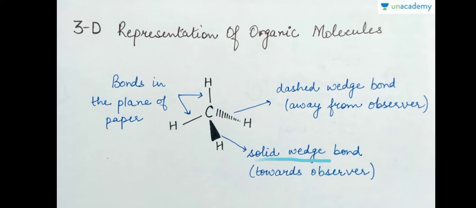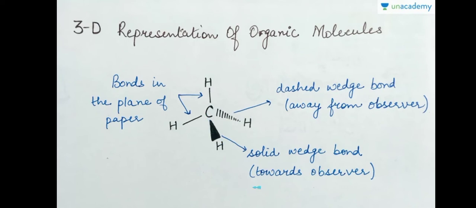So these single line bonds are the simple bonds, and these mean that the atoms are just present in the plane of the paper. Now if I've drawn this dashed wedge bond, this means that the atom here is away from the observer. That is, it is not present in the plane of the paper, but it is present below the plane of the paper. The next one is the solid wedge bond. It means that the atom here is present above the plane of the paper, that is towards the observer.